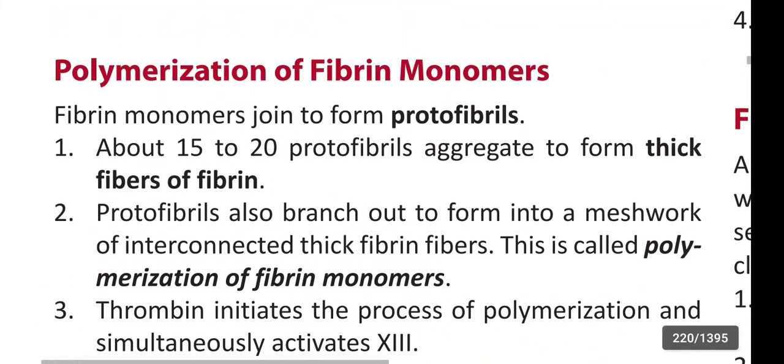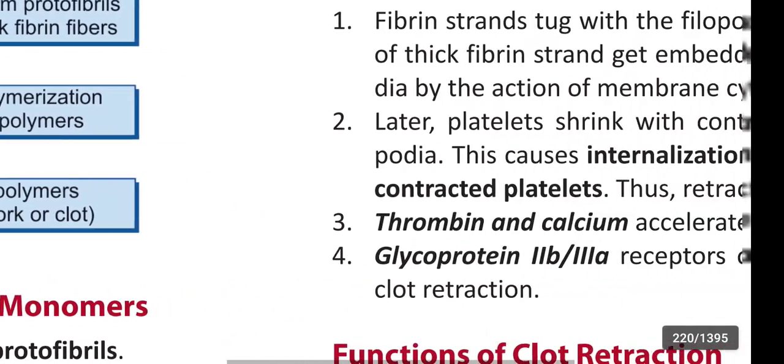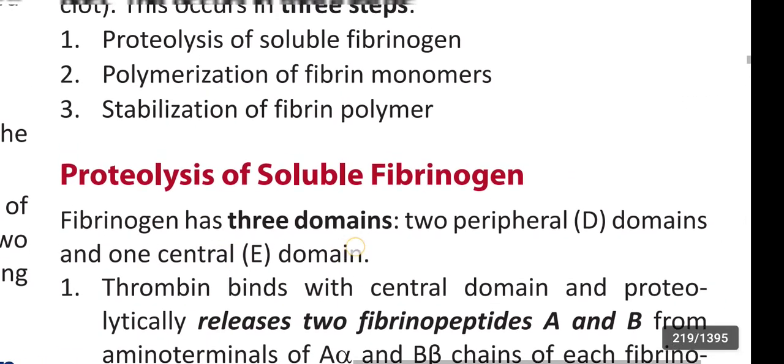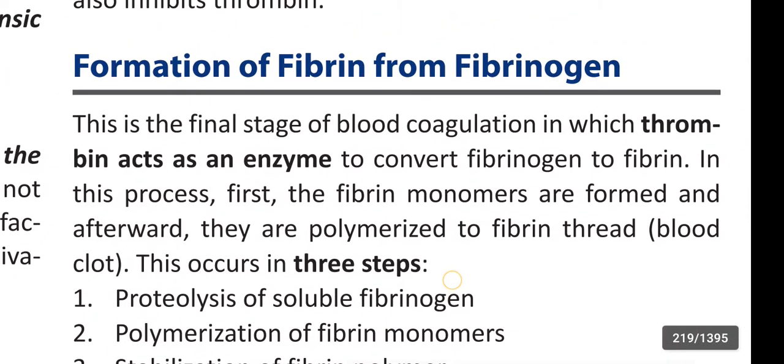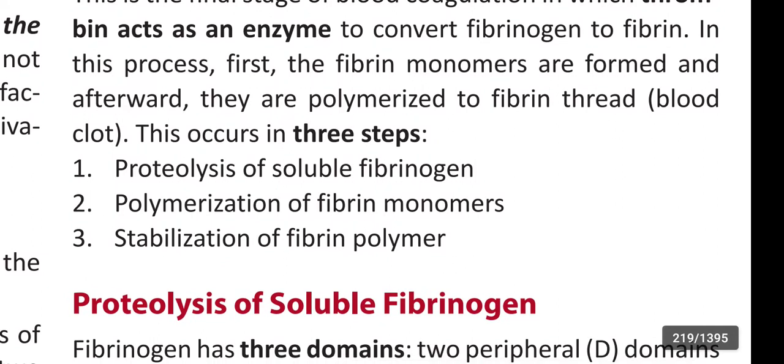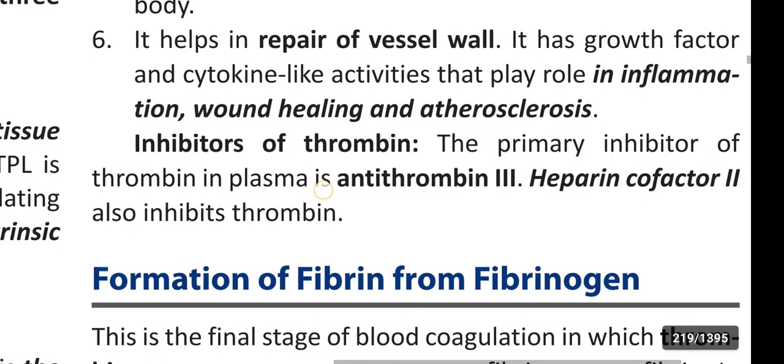Okay guys, these are the 3 steps. The 3 steps in formation of fibrin from fibrinogen are proteolysis of soluble fibrinogen, polymerization of fibrin monomers, and last step is stabilization of fibrin polymer.